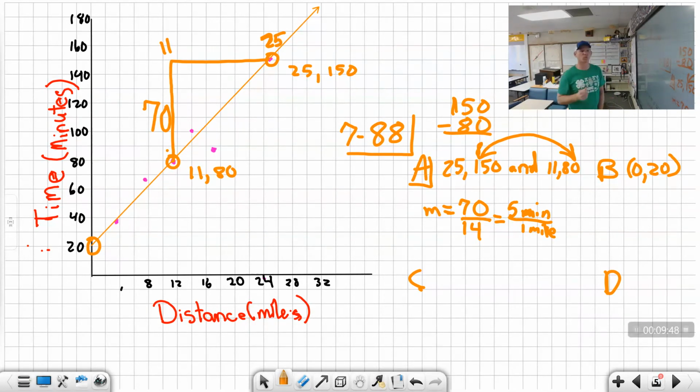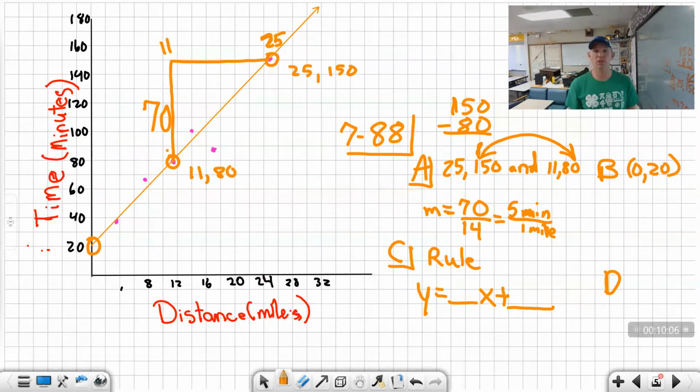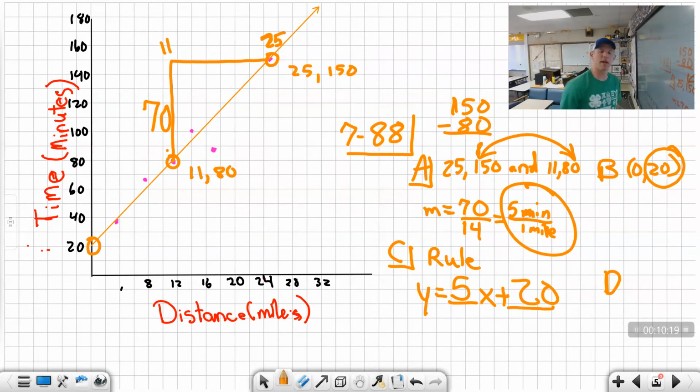Okay, let's go ahead and write the rule of this problem. Problem letter C is asking for a rule. When I'm asking you for a rule, you should be thinking the equation of a line, y equals blank x plus blank. Fill in those blanks right now. Pause the video, fill in the blanks. Okay, you know the slope is 5. The beginning value is 20. There is the equation of this line. Problem letter D.